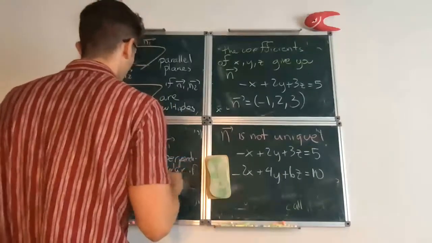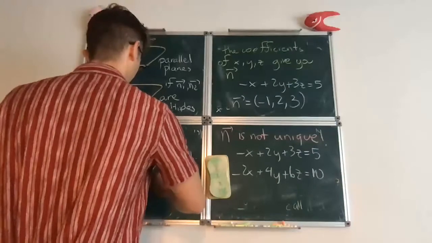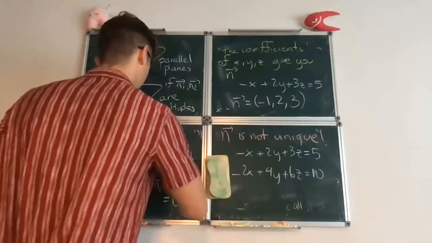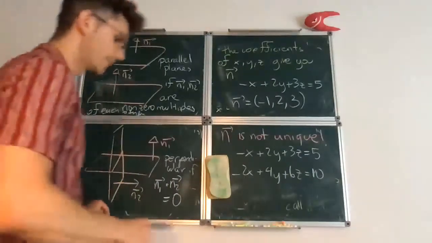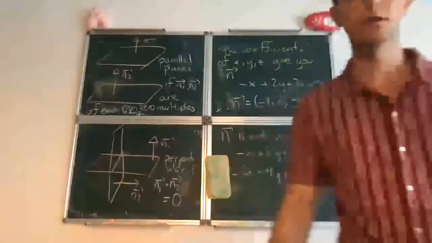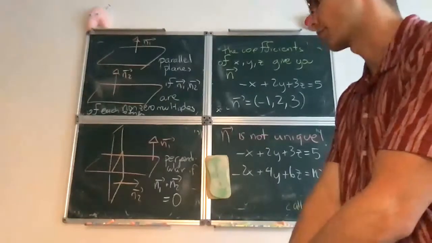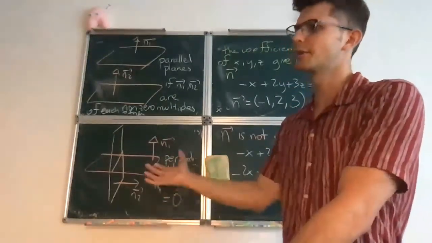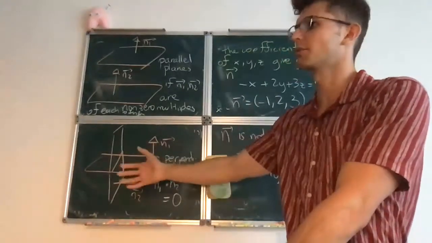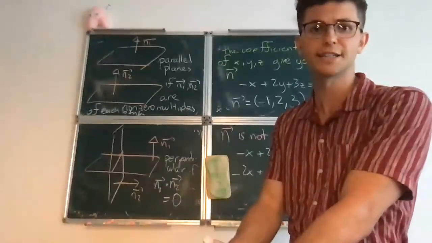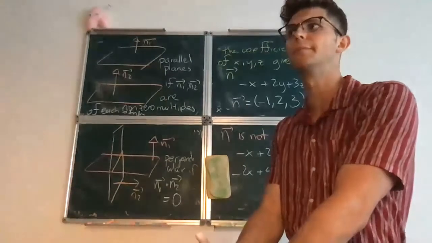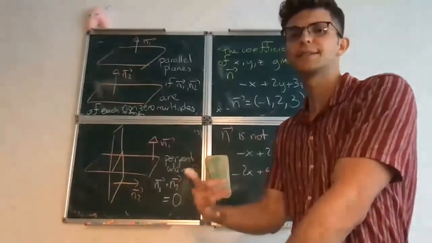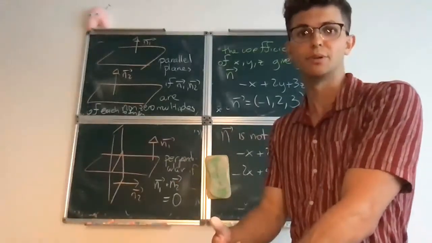Or orthogonal planes. Okay, so if the dot product of the normal vectors is 0, then you say that the planes are orthogonal. And as you can see from this picture, what this image suggests is that when two planes intersect, they will intersect on a line. They don't have to be perpendicular in order for that to happen. So in the next video, I'll do an example for you where we find the intersection between two planes.